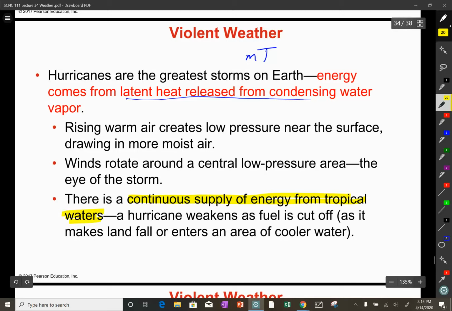You cool that water, you're going to kill it right off. And so if it comes over land, you no longer have the warm water and it dies. Now hurricanes obviously don't dissipate instantly, so they will extend a little bit inland, but they die off quickly as they go inland because they no longer have the warm water feeding them.